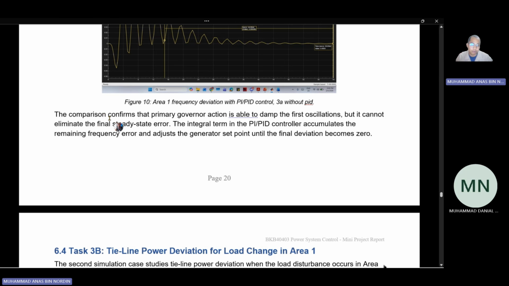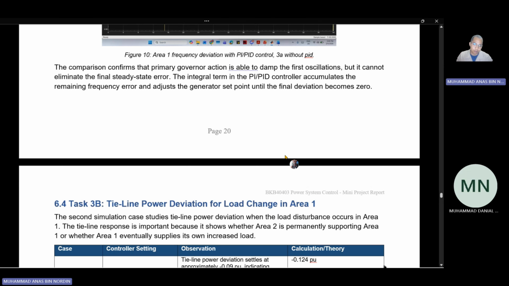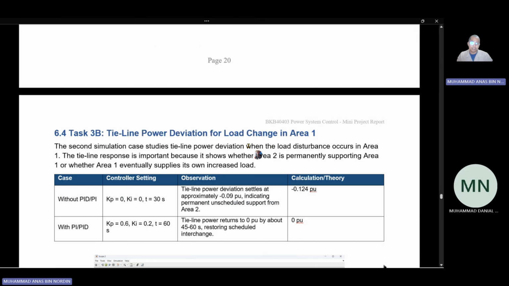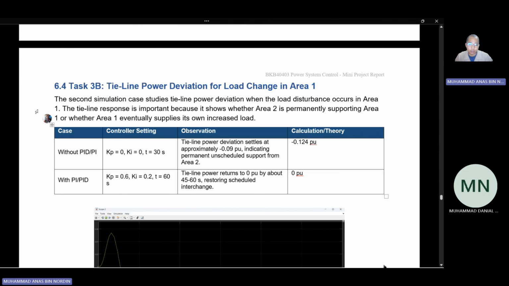Okay, the comparison confirmed that primary governor action is able to damp the fault oscillation, but it cannot eliminate the final steady state error. The integral term in the PI or PID controller accumulates the remaining frequency error and adjusts the generator set point until the final deviations become zero. Okay, that's all for 3A. And then next, we will continue to the second task, which is task 3B, the tie line power deviation for load change in area 1.